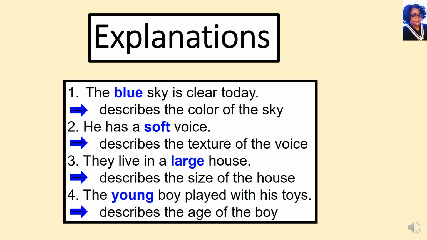Here are the explanations. Blue describes the color of the sky for number 1. Soft describes the texture of the voice for number 2. Large describes the size of the house for number 3. Young describes the age of the boy for number 4.